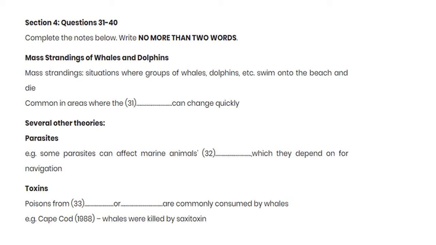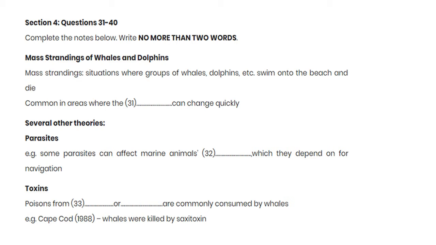However, there are many other theories about the causes of mass strandings. The first is that the behaviour is linked to parasites. It's often found that stranded animals were infested with large numbers of parasites. For instance, a type of worm is commonly found in the ears of dead whales. Since marine animals rely heavily on their hearing to navigate, this type of infestation has the potential to be very harmful.